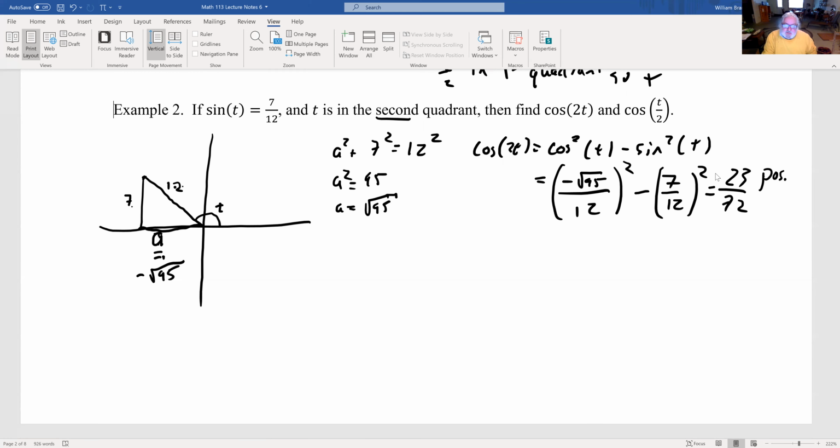So where is 2t? Which quadrant is 2t in? So 2t, for cosine to be positive, you have to be either in quadrant 4 or in quadrant 1. So if I take t and double it, I must have ended up here somewhere. So 2t must be in quadrant 4 because we got a positive cosine. Okay. So what's cosine of t over 2?